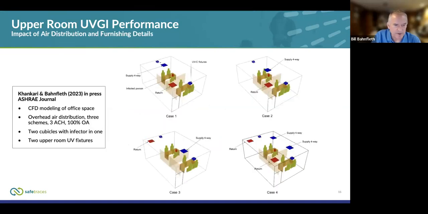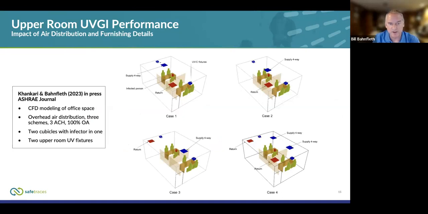And I want to talk about another study here that I did in collaboration with Kishore Kankari, who many may have run into. He's a CFD modeling expert. And we collaborated on some simulations. Some of them have been published in an ASHRAE journal article. I'm going to show you some things from one that's been accepted but hasn't been published yet.